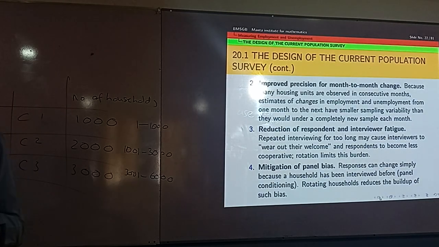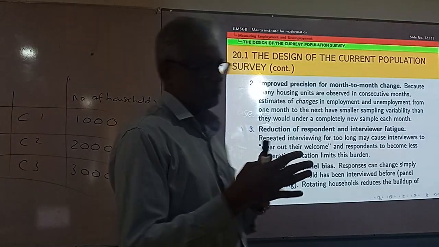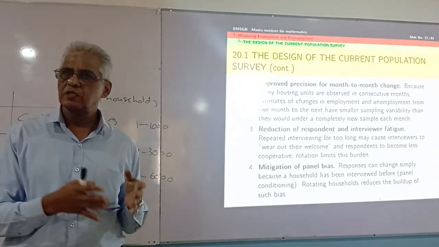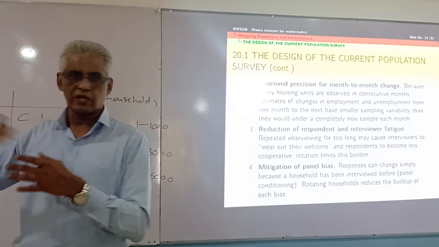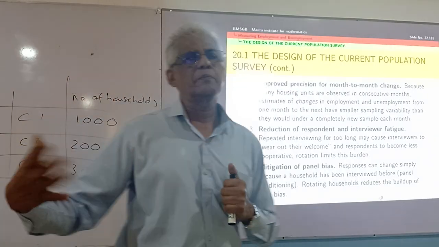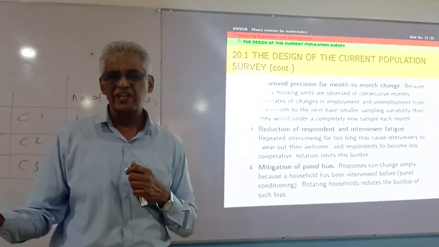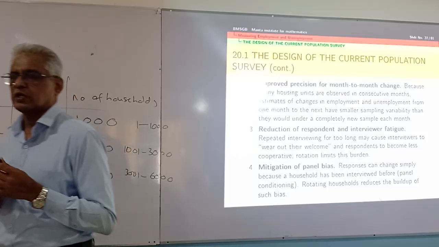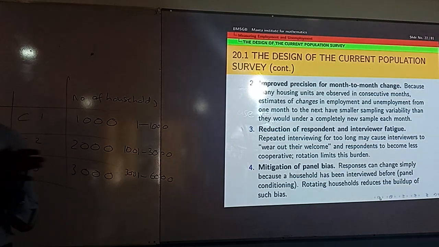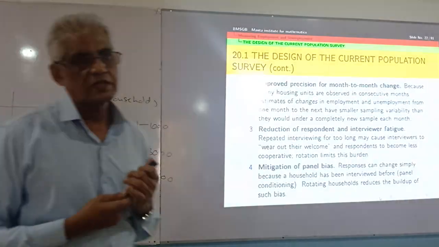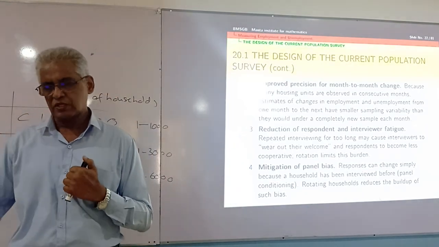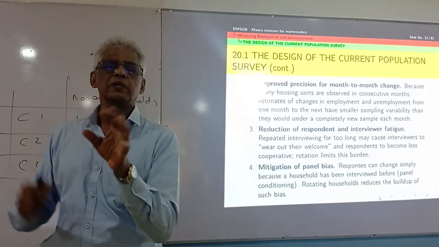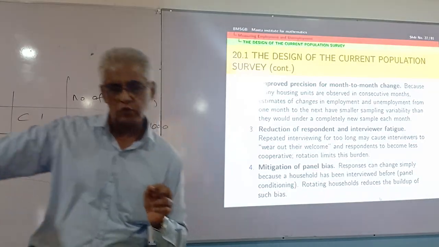Improved precision for month-to-month change. For example, employment rate changes. One person may be employed this month and not employed next month, so the number of people who are employed will sometimes change by a big amount. If you don't do this every month, you cannot catch the changes. Because of this rotation, it can be done easily. For example, one sample is interviewed for 4 months.